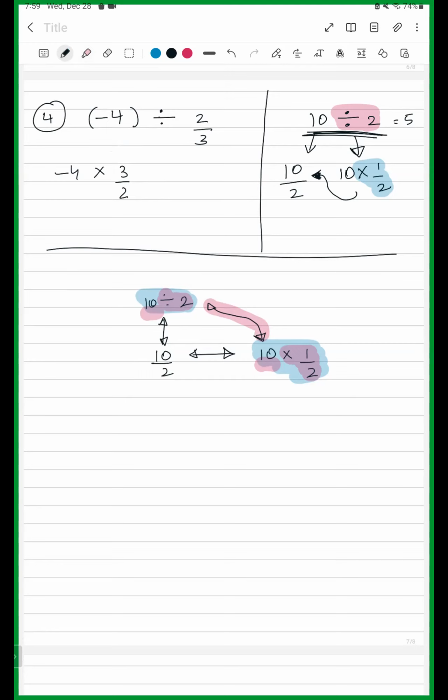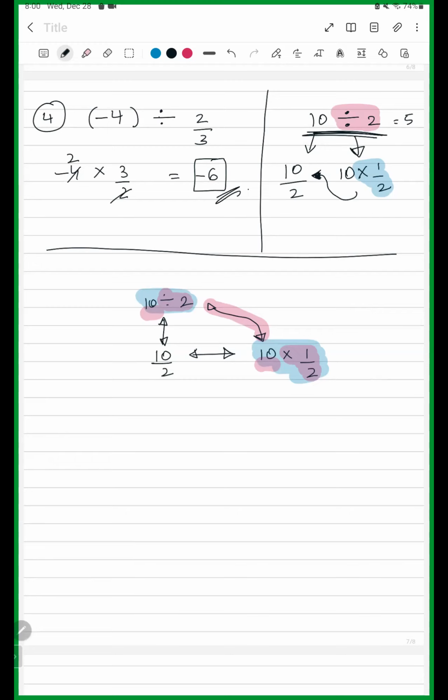Okay. So this you can solve now. Minus 4 into 3 by 2, कैसे solve होगा further? Can you cancel something over here now? We can cancel minus 4 and 2. Yeah. How much will it become? Minus 2. वेरी गुड. ये क्या हो जाएगा फाइनल आंसर? माइनस 6.